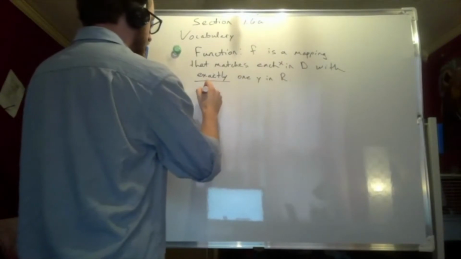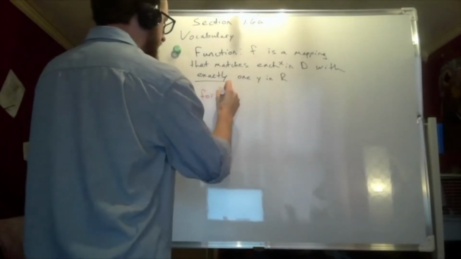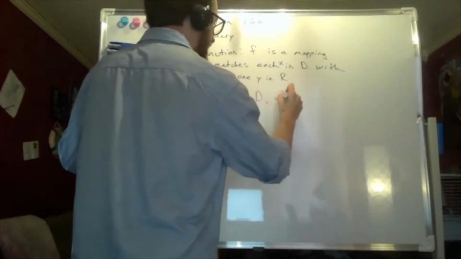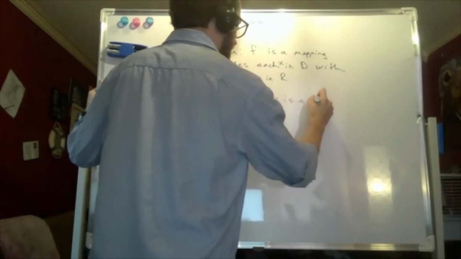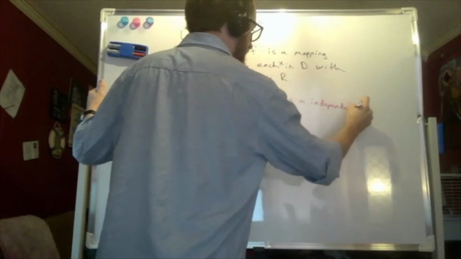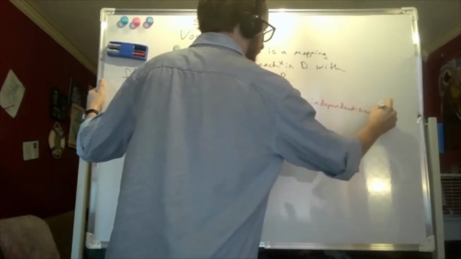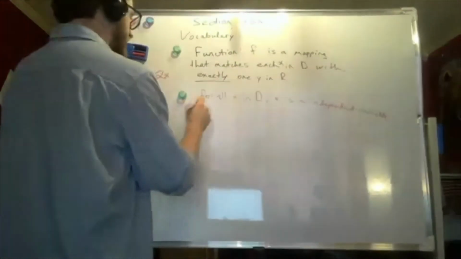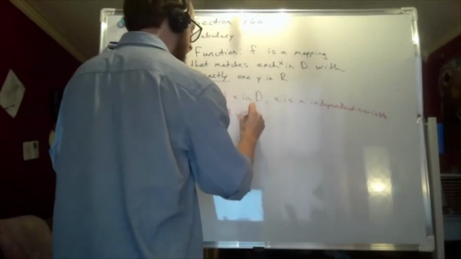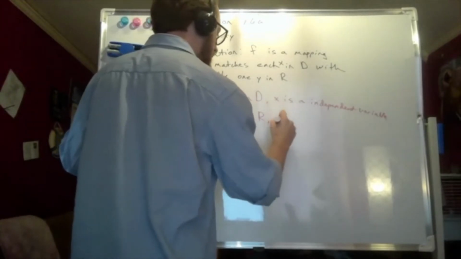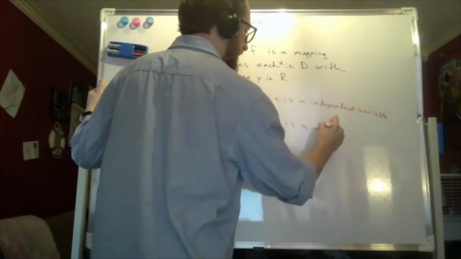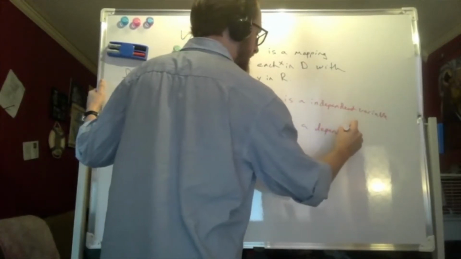So for all x in D, x is an independent variable. And likewise, we can say a similar thing for all y in R. y is now, instead of independent, a dependent variable.